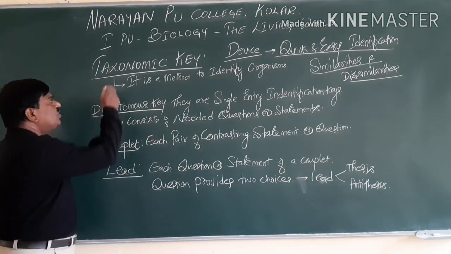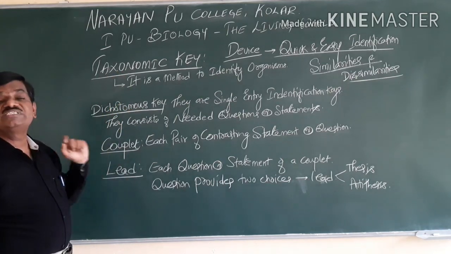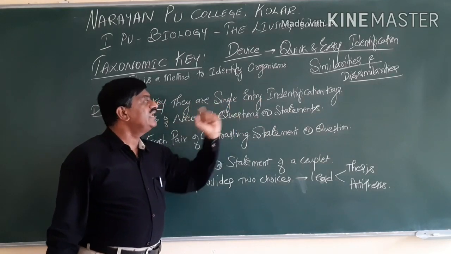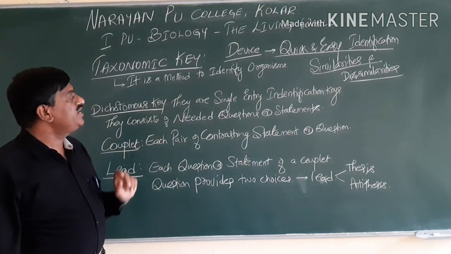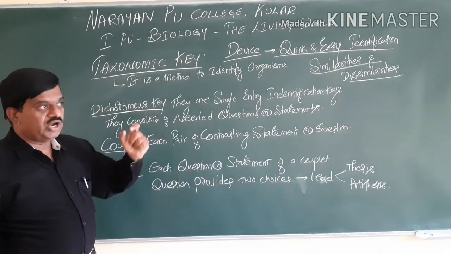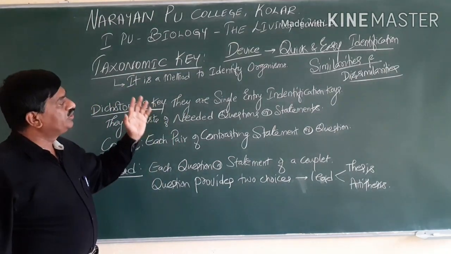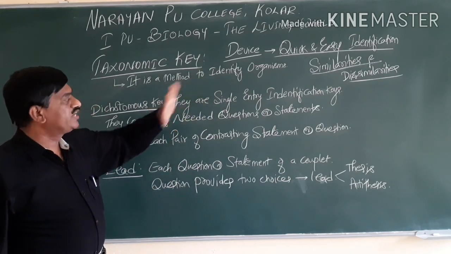Now, under taxonomy key, there is one more called dichotomous key. The dichotomous keys are called single entry identification keys. Here we are going to chart out or separate the characters. Based on those characters, we are going to make a key card. For that we use the word single entry key cards.